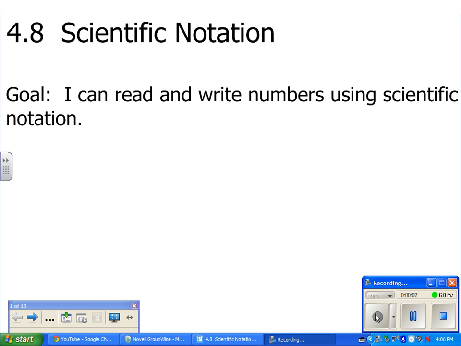Math modeling, 4.8 scientific notation. Goal: I can read and write numbers using scientific notation.